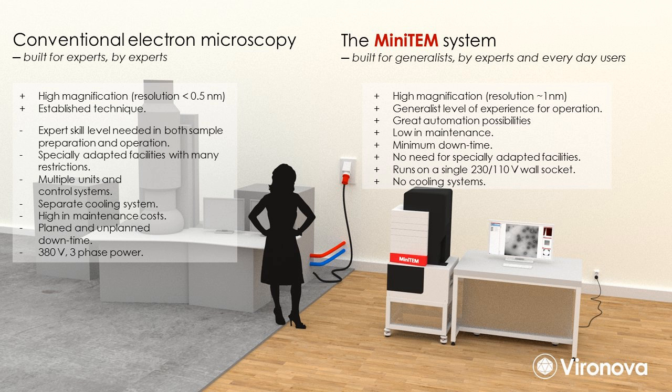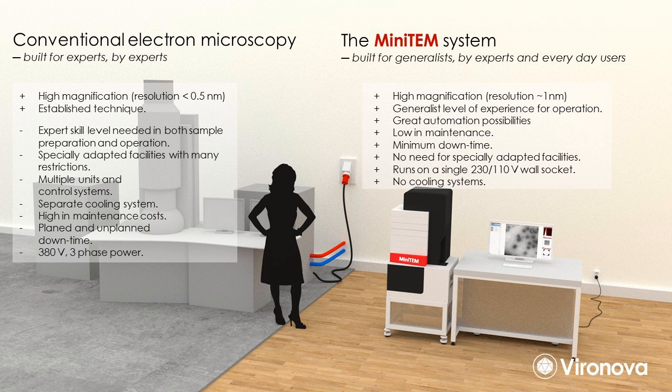And I've listed a few key properties of the two different systems. A conventional electron microscope is built for experts by other experts. It means that you need a very high skill level for operating this intricate system. You can gain really high magnification, resolutions of below half a nanometer. It's an established technique, so there are a lot of publications and a large community around the systems. However, the high level of expertise needed is a problem.